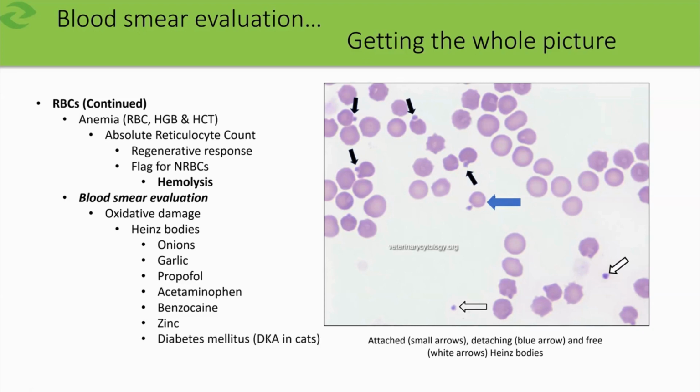And then it's also been reported with diabetes mellitus and primarily DKA, diabetic ketoacidosis in cats, and it's thought that the ketones are actually causing oxidative damage there. In a study comparing DKA in cats to cats with uncomplicated diabetes mellitus, the DKA cats had a much higher percentage of Heinz bodies associated with it, and they were anemic too. So just be aware of that possibility.